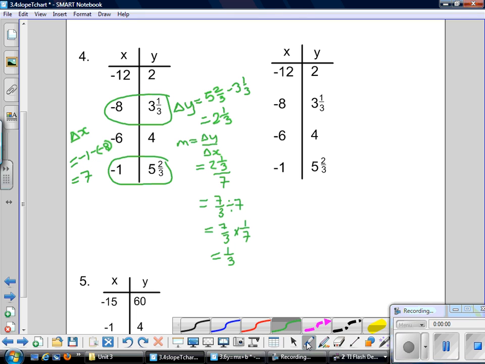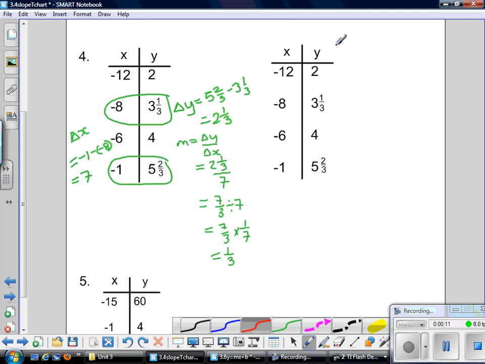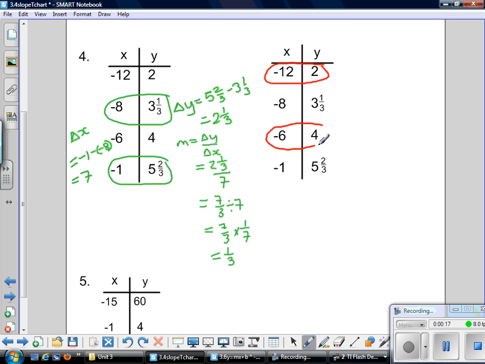Let's go back and try this same example, but this time we're going to choose the points that are not fractions, because as I said, in most cases, that's what you would do. And so let's take a look. So we're going to take a look at negative 12, 2 and negative 6, 4.